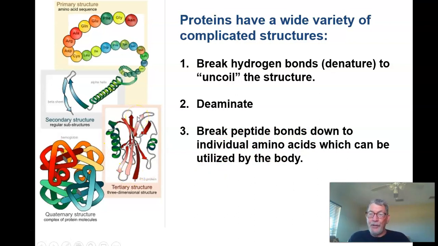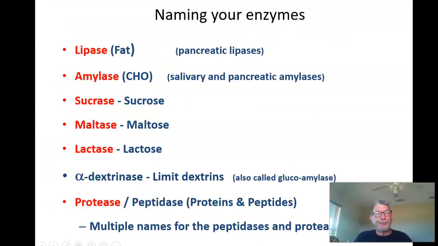And they have several different names. I'm going to need you to know maybe 4 of them, the most important ones. So naming them, they're pretty good. You know, fat is lipid. So breaking down lipid, you use lipase. Amylose is starch, so you use amylase. So your primary breaker downer of big carbohydrate molecules is amylase.